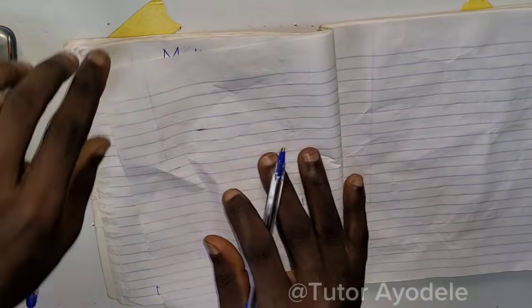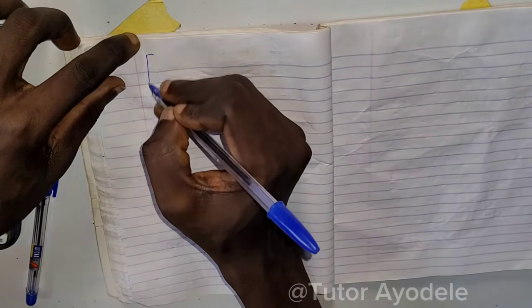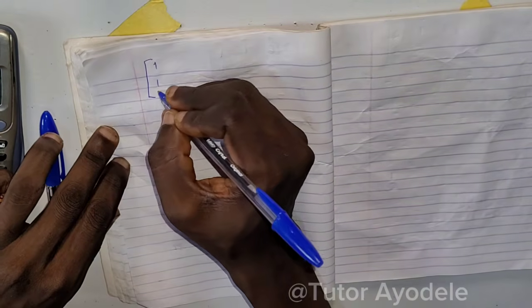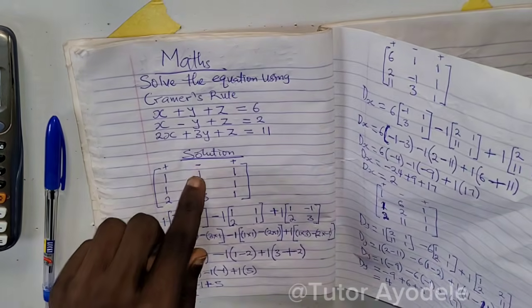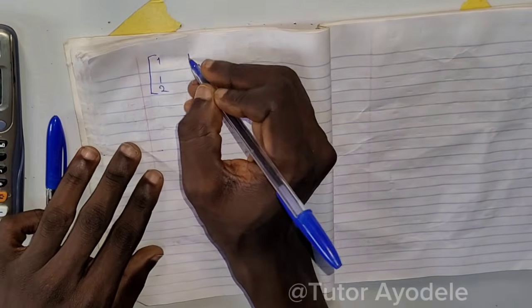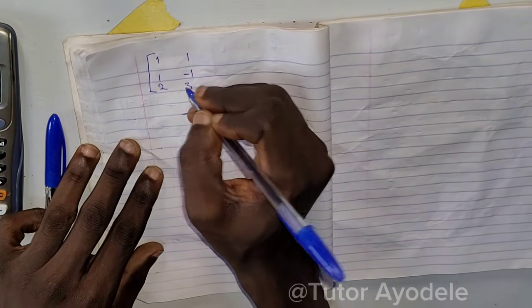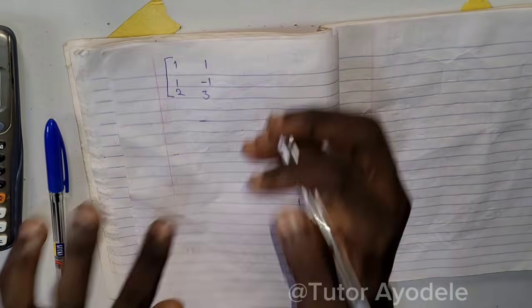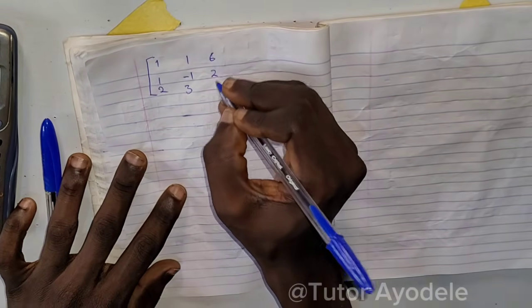So I will write it as, I will come here. I have 1, 1, 1, 1, 2. I have 1, minus 1, 3. And I will only replace this z with this. So we have 6, 2, 11.